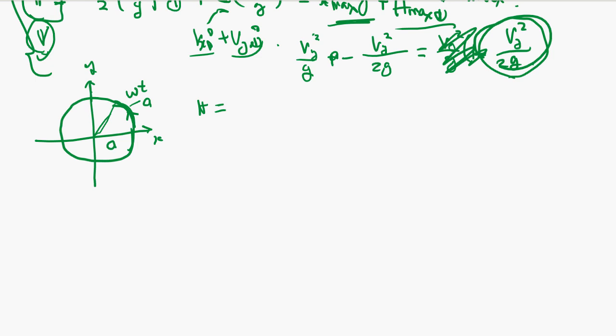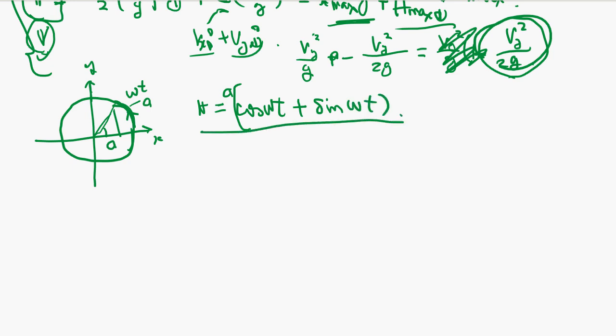So you take omega t, and cosine is going to be the x component. So you have A times cosine omega t plus sine omega t. So this is a movement equation, right? So this movement equation, in order to move in that circular motion, what kind of force is acting?